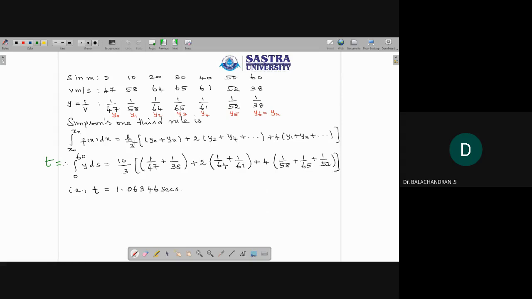Now h is 10. So 10 by 3 into y0 plus yn, that is y6, plus 2 into y2, y4, that is 1 by 64 plus 1 by 61, plus 4 times the odd suffixes y1, y3, y5. So use the calculator to simplify and get the answer t equals 1.06346.